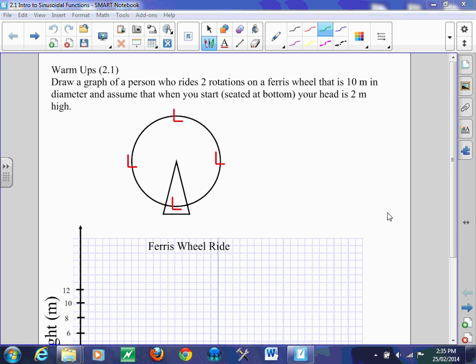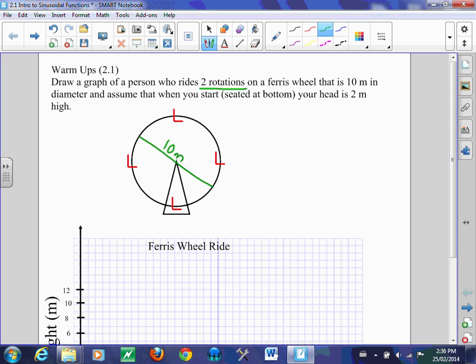But to introduce, let's use this example of a Ferris wheel and someone getting on the Ferris wheel, and take a look at how this ride happens. So for warm-up 2.1, it says, draw a graph of a person who rides 2 rotations. That's important to remember, so there's an end to our function, on a Ferris wheel that is 10 meters in diameter.